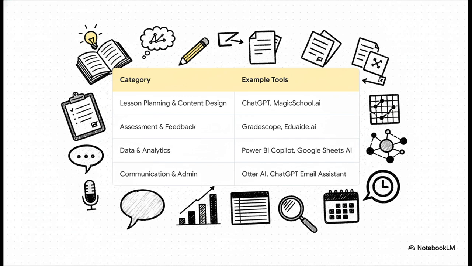For lesson planning and content design, you've got amazing creative tools like ChatGPT or MagicSchool.ai. For assessment, there are things like GradeScope. For digging into student data, something like a Power BI Copilot can help you spot trends without needing a degree in data science. And for all that admin work, Otter AI can transcribe your meetings almost instantly. Each tool has its own specific job.